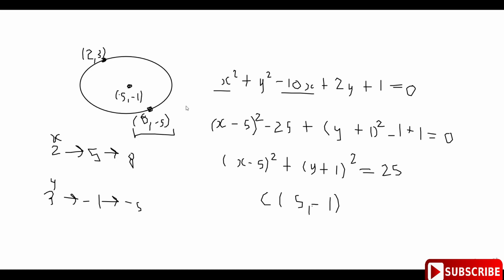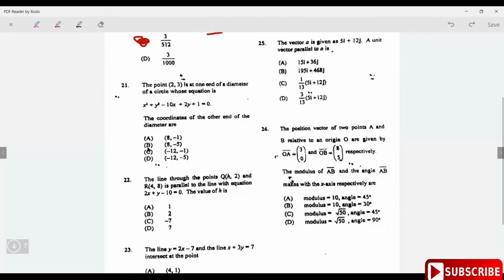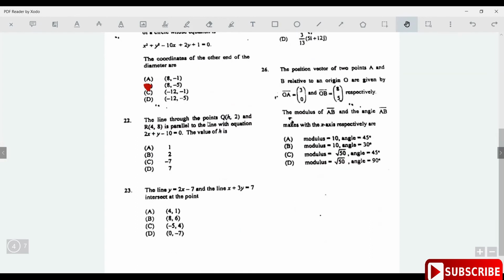8 minus 5. Option B. Nice. Next part of the question. It says the line through H and R is parallel to the line with equation 2x plus y minus 10 equals 0. Now this line has a gradient of negative 2, clearly. And so that means that the gradient of QR is negative 2.